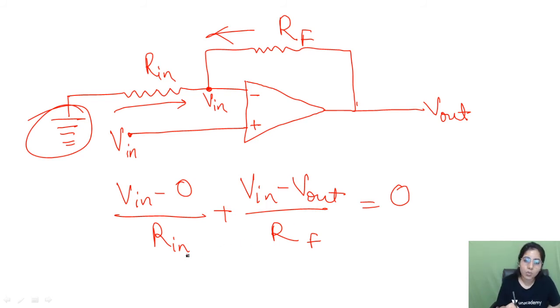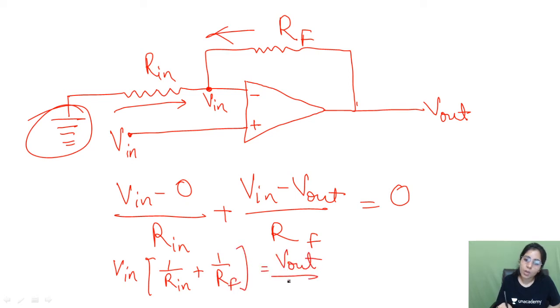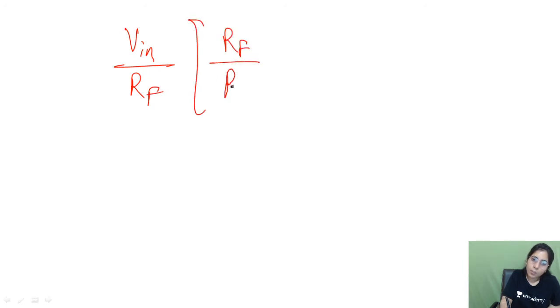Okay, let's simplify this one. Take the V input common. You will get 1 upon R input plus 1 upon RF is equal to what? That will be V output upon RF. Okay, and what will happen in this way? You can take 1 upon RF common from this. Okay, so when you will take 1 upon RF common, what you will get from here? That will be, see, V input upon RF, that will give you RF upon R input plus 1. Okay, that is equal to what? That's gonna be V output upon RF.